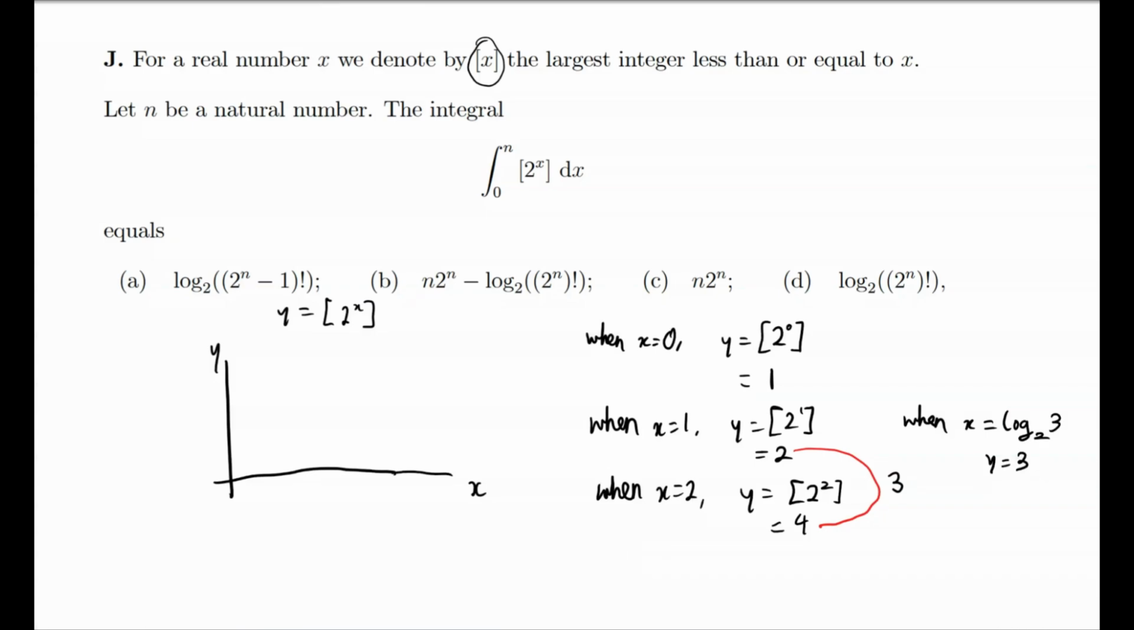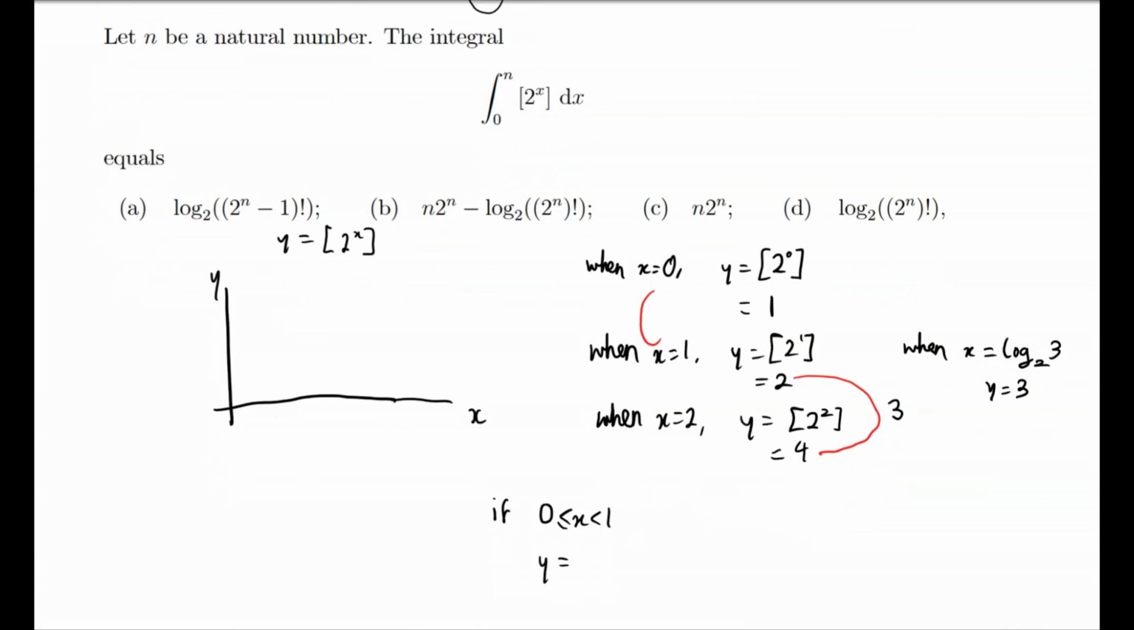And another thing to notice is that if x is between 0 and 1, then y is going to be equal to 1. And essentially the graph's going to look a little bit like this. So at x is 0, we're going to be at 1. And then when x reaches 1, we jump up to 2 until x reaches log 3, at which point the graph jumps up to 3 until x reaches 2, and then it jumps up to 4. And it continues in this way.